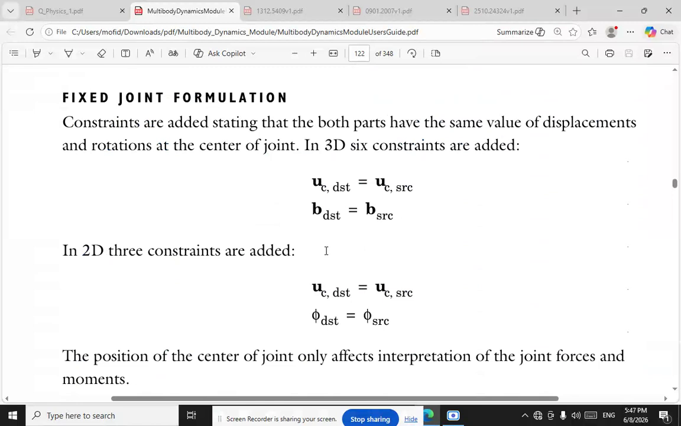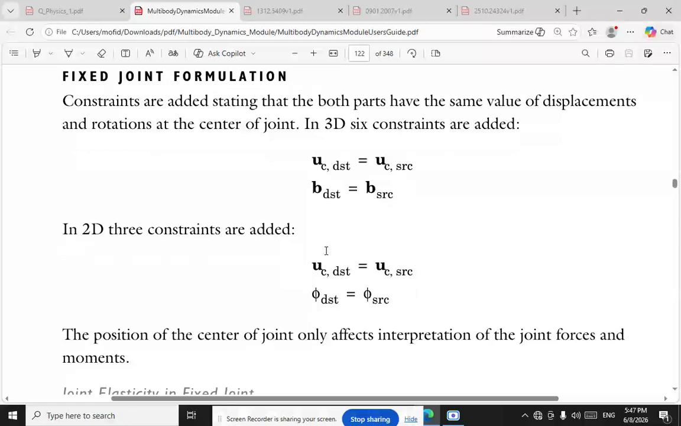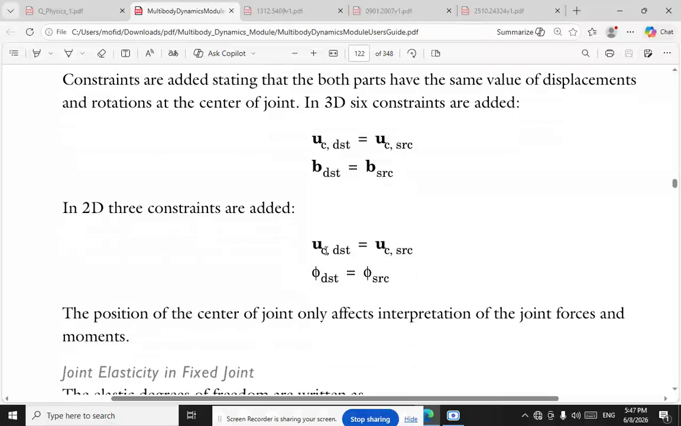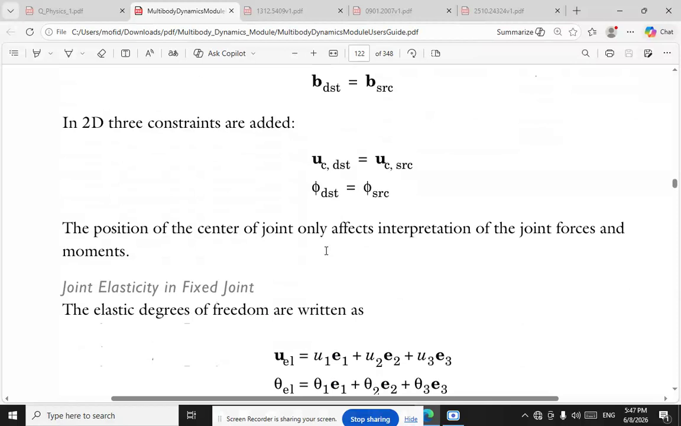Constraints are added stating that both parts have the same value of displacement and rotations at the center of joint. In three dimensions, six constraints are added: U destination is equal to U source and theta destination is equal to theta source. In two dimensions, three constraints are added: U destination is equal to U source and phi destination is equal to phi source. The position of the center of joint only affects interpretation of the joint forces and moments.